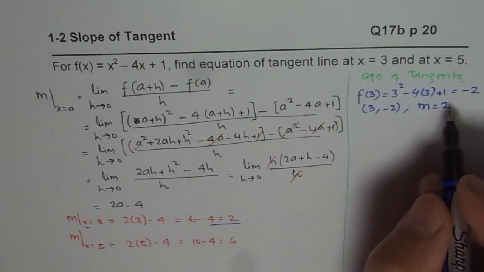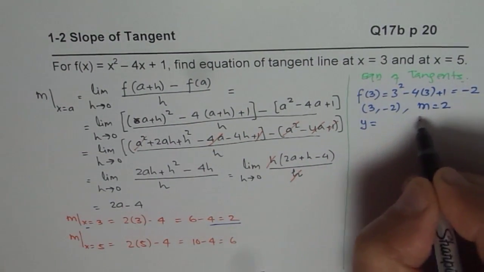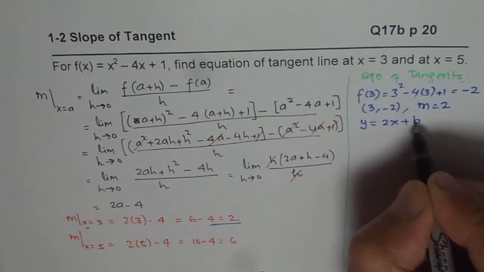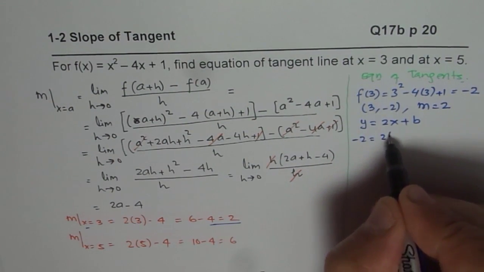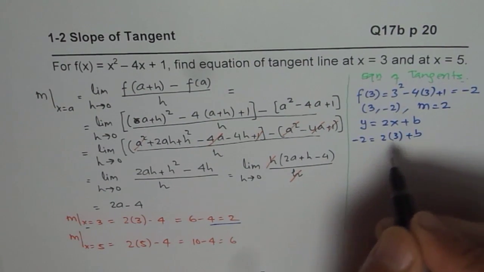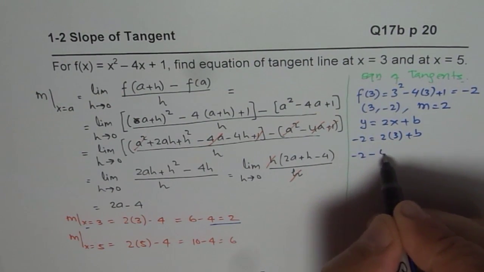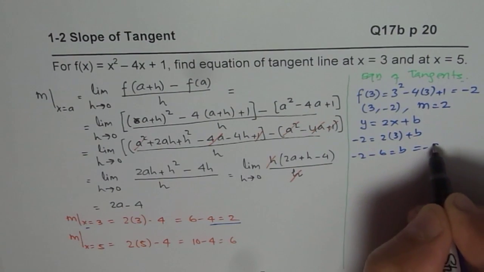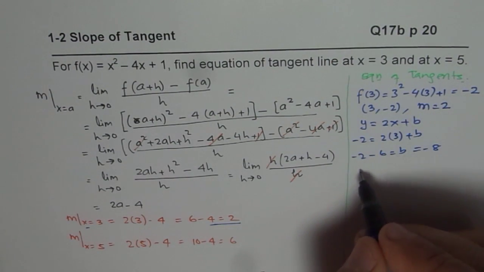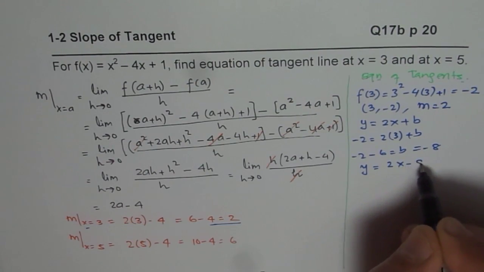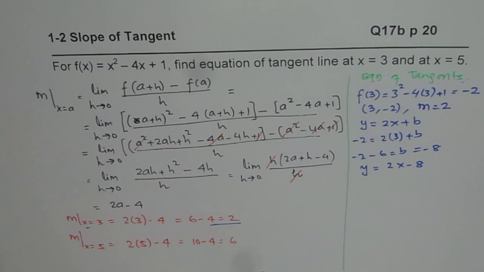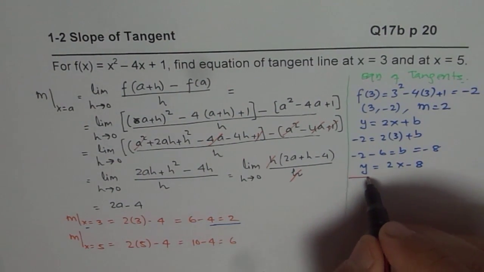So now we can write down the equation, which is y equals 2x plus b. Using the point 3 and minus 2, we get minus 2 equals 2 times 3 plus b, or minus 2 minus 6 equals b, that is minus 8. So the equation of the tangent line is y equals 2x minus 8. So that is the first equation. Now let us find the equation of the second line.